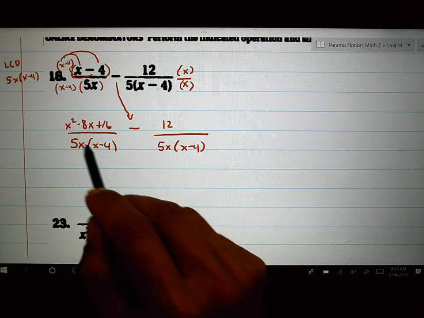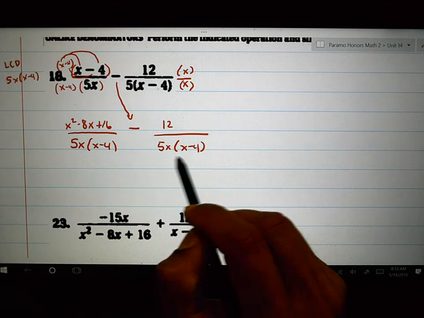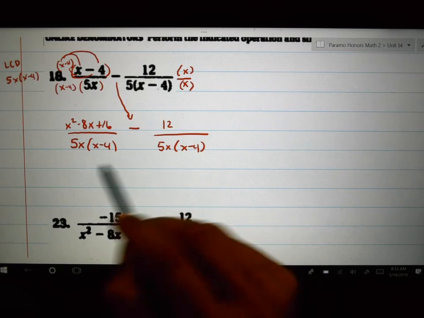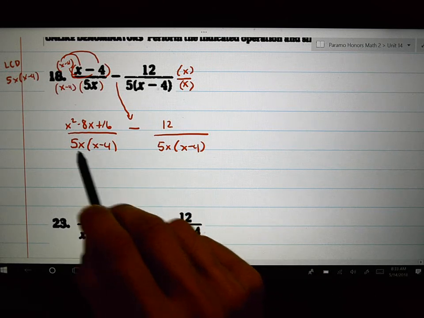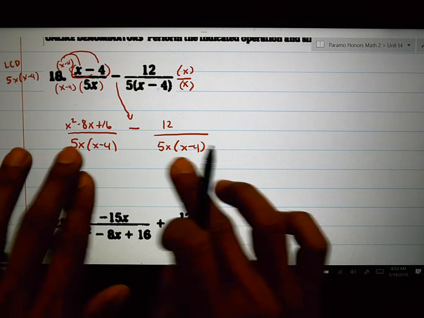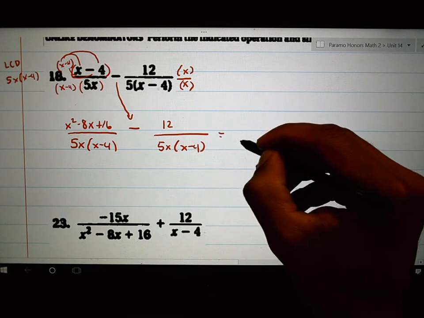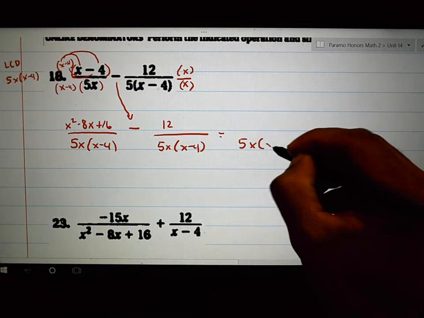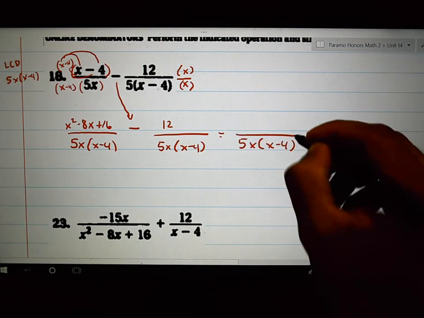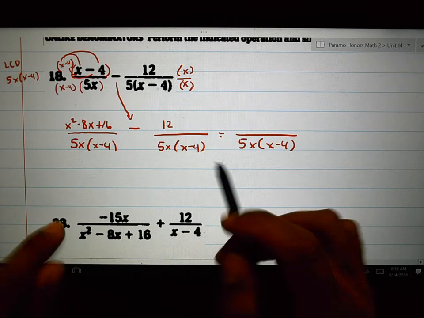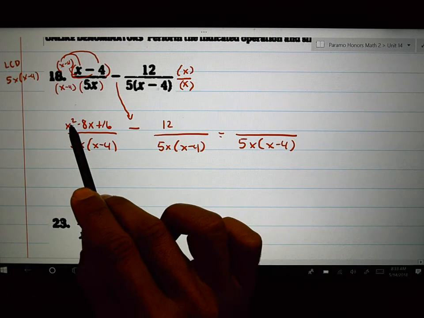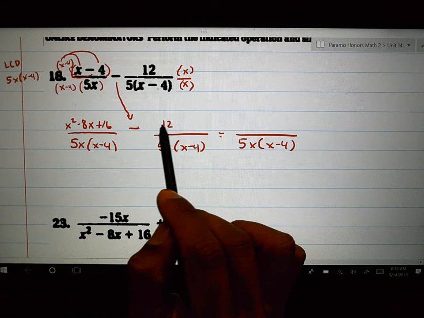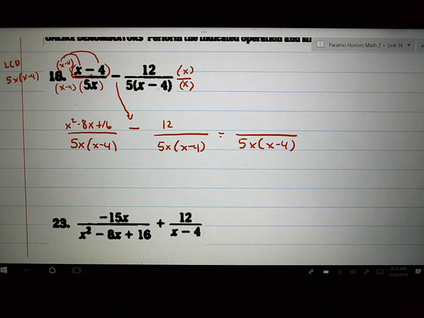Notice I'm not going to FOIL out the denominator. There's no reason to. This lets me know it's already factored. I have a common denominator. Now this becomes a problem just like we did up above. All I have to do is take this numerator and subtract this numerator and put it over the common denominator.